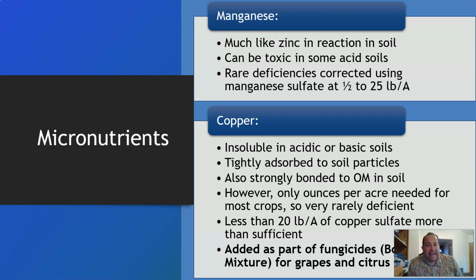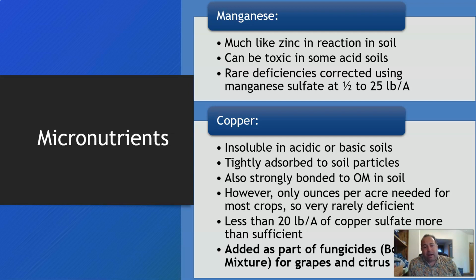Another couple, and our last couple of micronutrients we'll talk about, are manganese and copper. Manganese is similar to zinc in its reaction in the soil. It can be toxic in some acidic soils, and you can correct it using magnesium sulfate. Copper is insoluble in acidic or basic soils, so you actually need to have perfect soils to get copper to be soluble, because it's really tightly adsorbed to soil particles. It's also strongly bonded to the organic matter in soils. Just like the other micronutrients, it's only needed in ounces per acre.